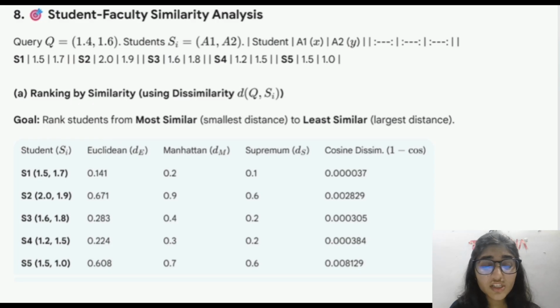Then the query Q = (1.4, 1.6), and student S has attributes a1 and a2. First we see the ranking by similarity, using dissimilarity. So rank students from most similar to least similar. We will draw a chart in which we apply all the formulas: Euclidean, Manhattan, supremum, and cosine dissimilarity. We will get the following values.